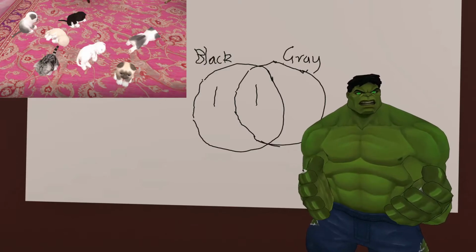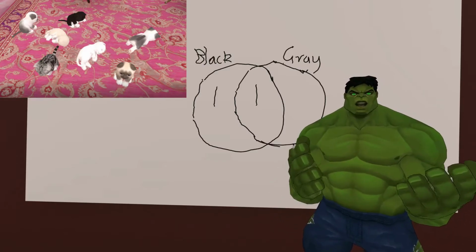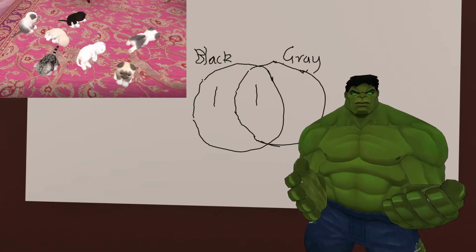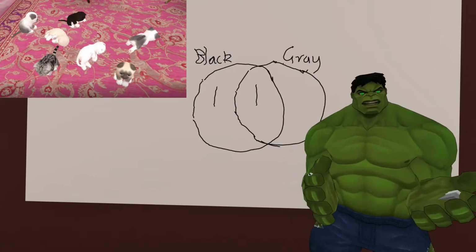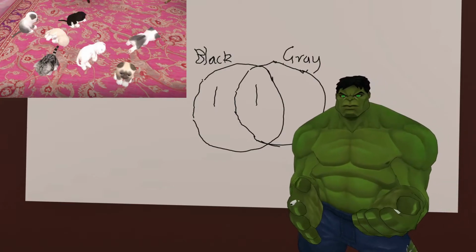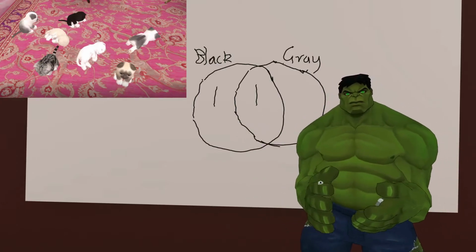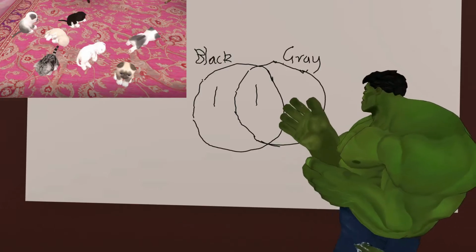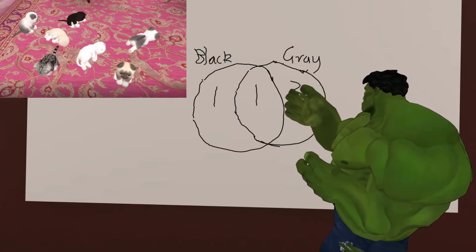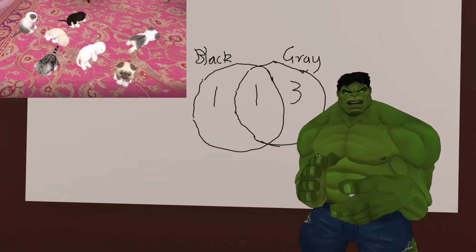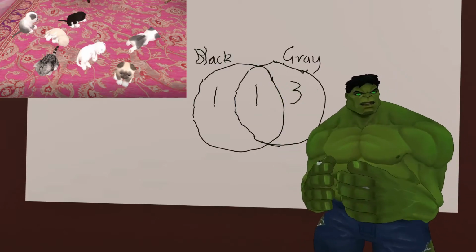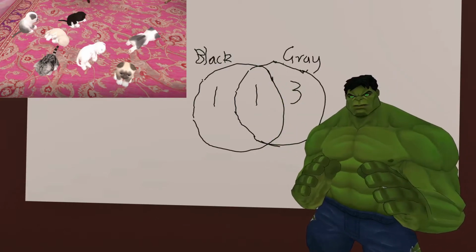Now, how many cats had grey but no black? Well, there were 2 grey and white cats, and there was 1 grey cat we can see in that image. So there is a total of 3 cats that are grey, but they're not in the black circle because they don't have any black.